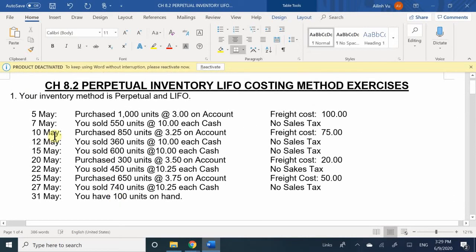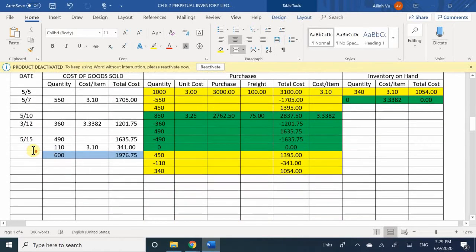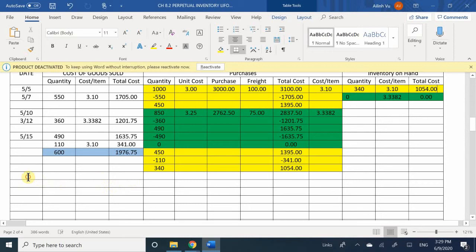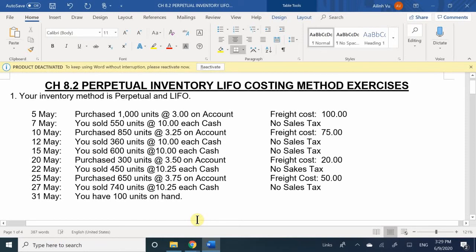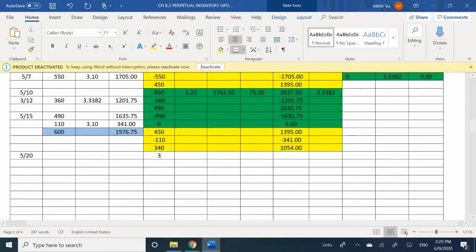20 of May, he purchased 300 units at $3.50 in freight of $20. Okay, so on the 20th of May, we purchased 300 or 350. 300. We purchased 300 units at $3.50 and our freight total was $20. 1050 for purchases and 1070 for total cost.